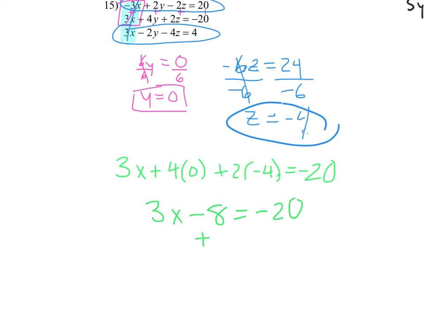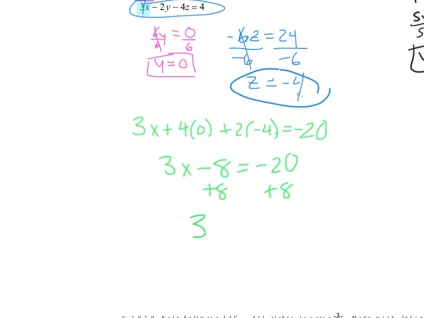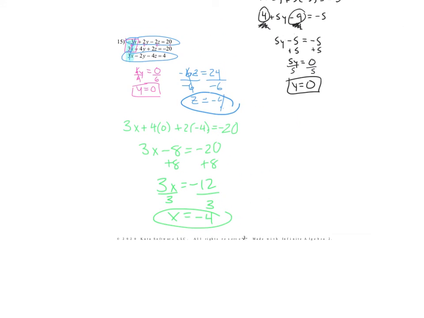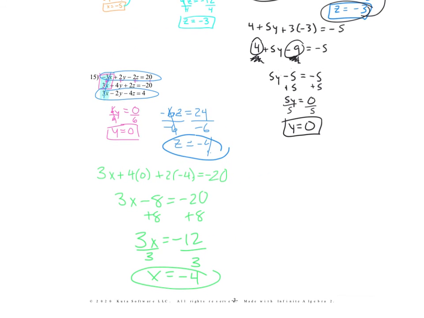Add 8. What is negative 20 plus 8? Negative 12. Then we divide by 3. What is negative 12 divided by 3? Negative 4. So we have our answer for x, our answer for y, and our answer for z, and we are done. So that's everything on the review.